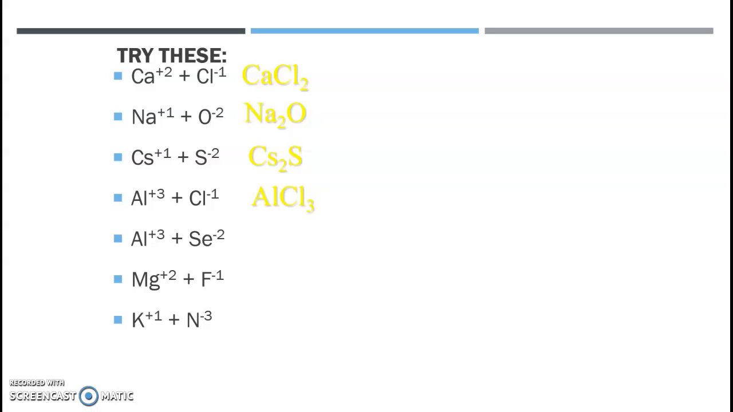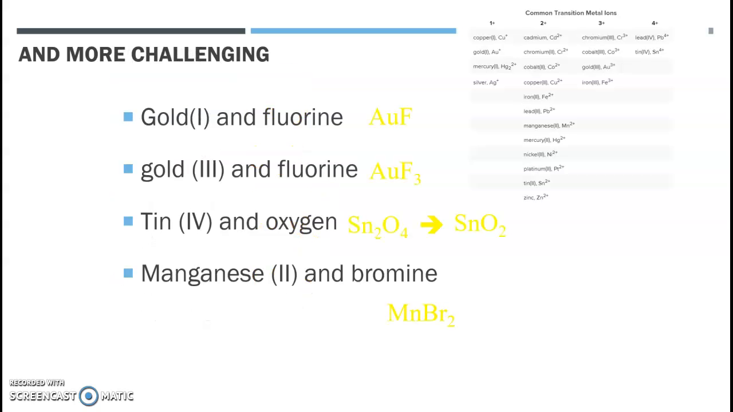AlCl3. Now, one of the common mistakes I see kids make is dropping them directly down instead of crisscrossing. Make sure that if you are using crisscross, that you do the crisscross method. Okay, so there's several examples in here. If you wanted to back up the video and review the examples, you would be able to do that.